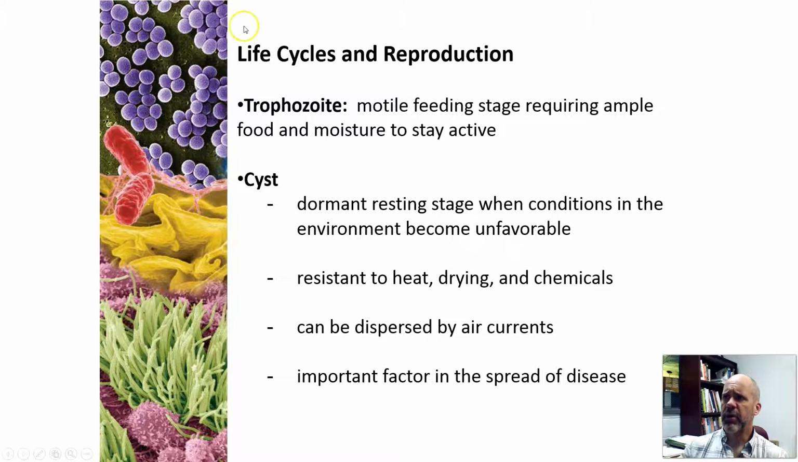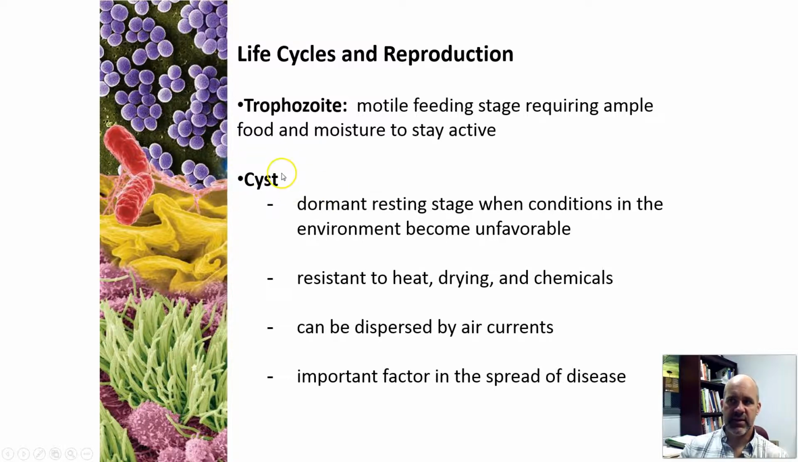All right, with protozoans, many have two different life stages, and one is called the trophozoite stage. And when you see TROPH in biology, that usually refers to feeding. So this is a feeding stage. It's motile generally, actively multiplying, reproducing. So it needs moisture and nutrients to stay in that stage.